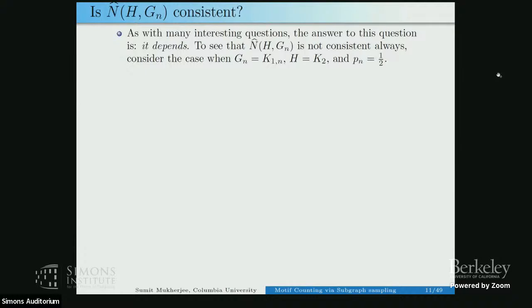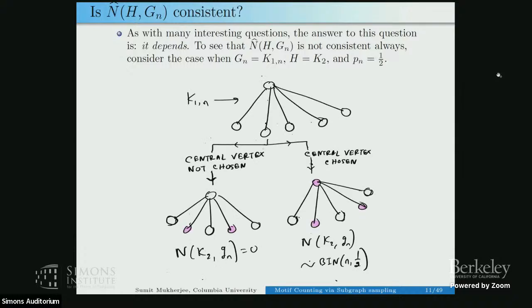H is an edge, and your sampling probability p_n is a half. You can also give examples with p_n going to 0. So there's a hand-drawn picture. Your K_n here, n is 5, and there are two possibilities essentially: either you get to choose this central vertex or you don't.